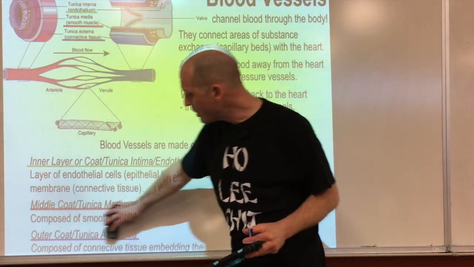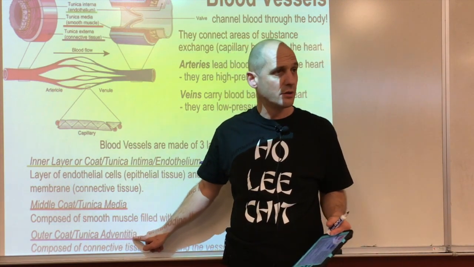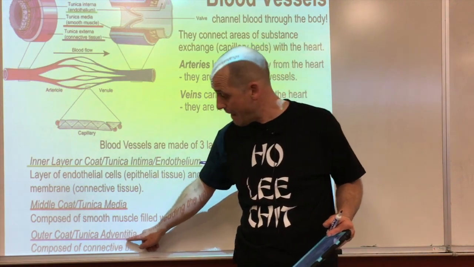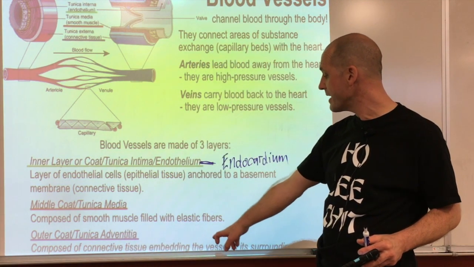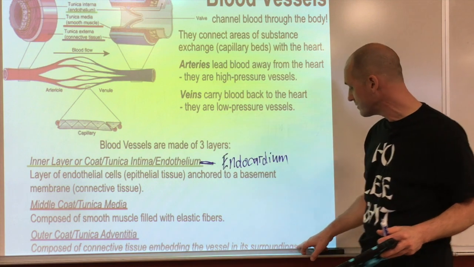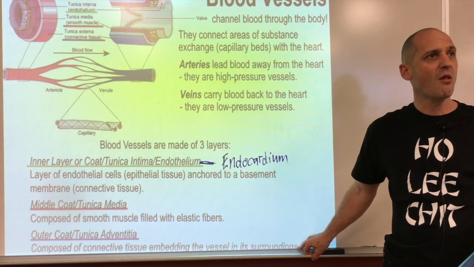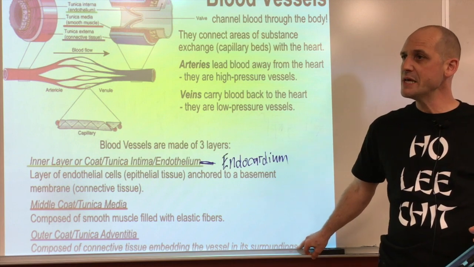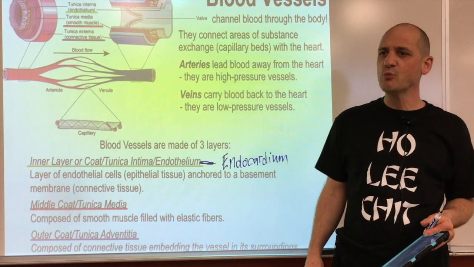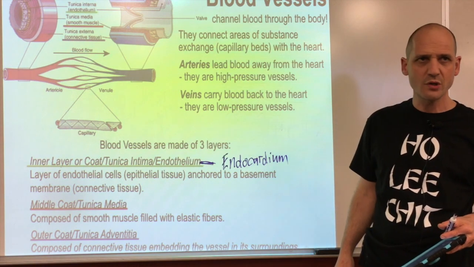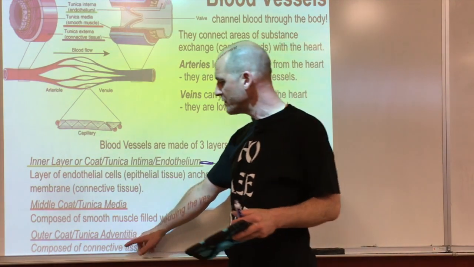And then the outermost layer is the outer coat, or the tunica adventitia. That's composed mostly of connective tissue and is embedding the vessel in its surroundings. A lot of the time the outer layer is helping the structure to sit where it is, attaching to where it needs to attach, so that it doesn't move around too much and goes where it needs to go. So that's the outer. It's usually a tough connective tissue.